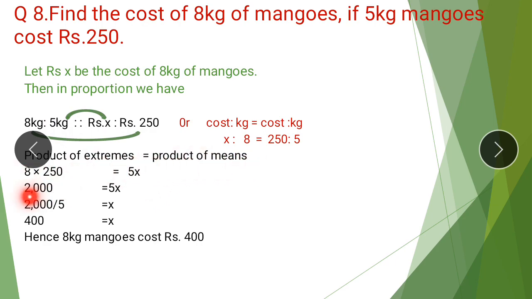When you multiply these two quantities, you will get 2000, and here is 5x. In order to find the value of x, 5 should be brought to this side of the equation, and it will get divided here. So the value of 8 kg of mangoes will be 400 rupees. It means that 8 kg of mangoes cost rupees 400.